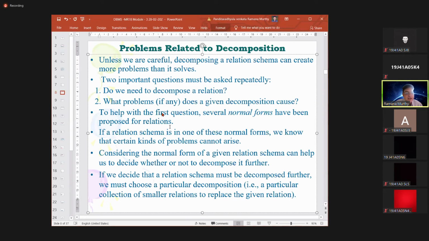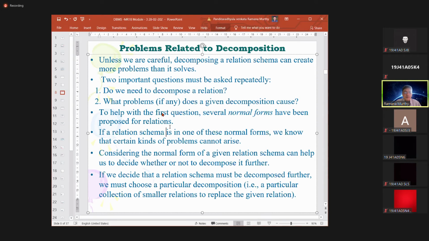If we revise one of these normal forms, we know that certain kinds of problems may not arise. If our table satisfies any one of these normal forms, then that particular table will not create some problems. Some problems may not arise.